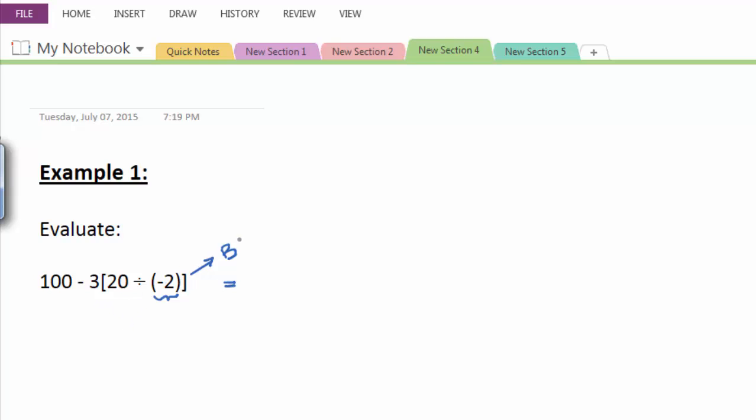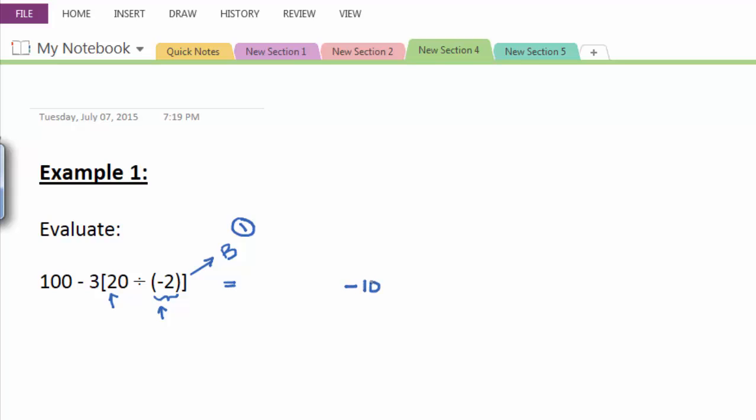So this is number 1, because BADMAS gives the bracket the first level, so we see 20 divided by -2. The 20 is positive, the -2 is negative, they have different signs. That means the answer is going to be negative. 20 divided by 2 is -10.